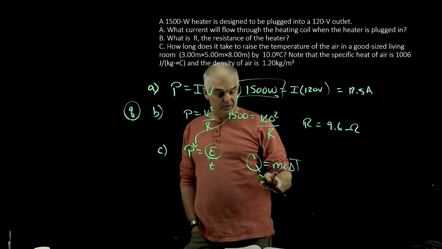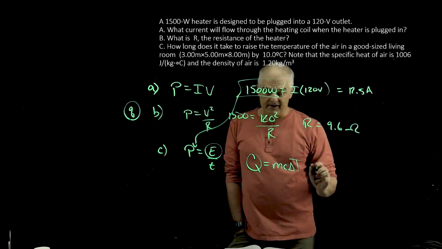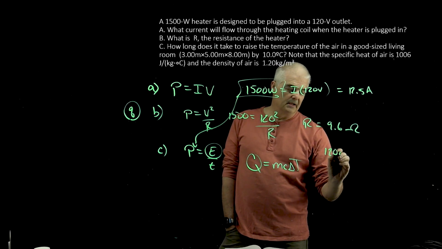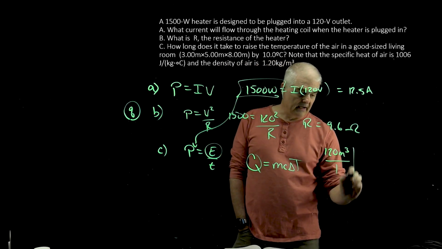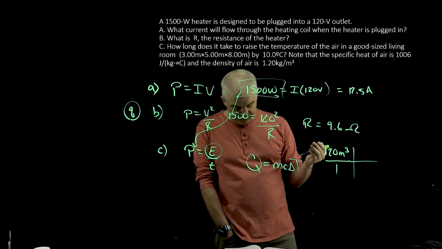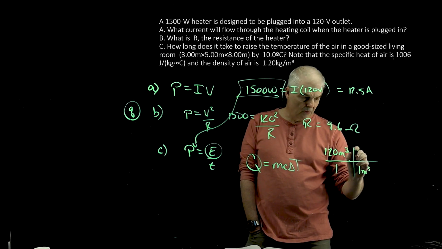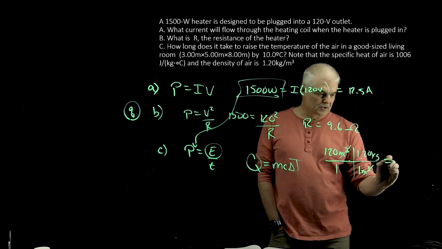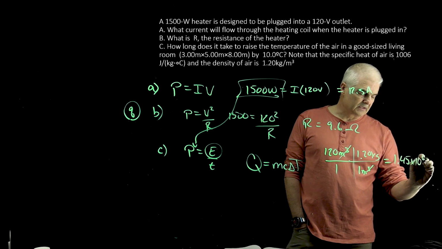So the mass of the air is a little tricky. First of all, I've got a room that is 3 by 5 by 8. So when I take 3 times 5 times 8, I get 120 meters cubed. That's the cubic volume of the room. Now I need to convert that to kilograms, and they gave me the density of air. It says that 1 meter cubed has a mass of 1.20 kilograms. If you set this up dimensionally, you'll discover that the meters cubed cancels. So my mass of air is 1.45 times 10 to the 6th grams.